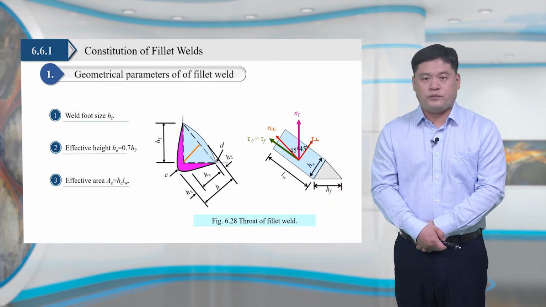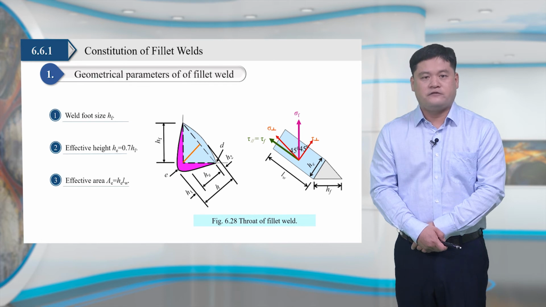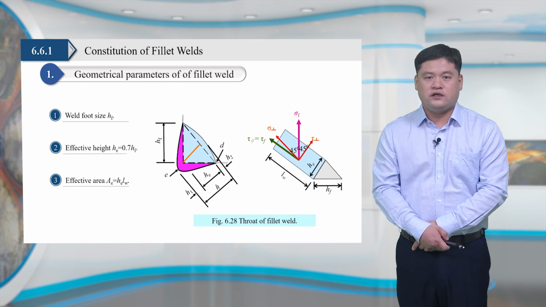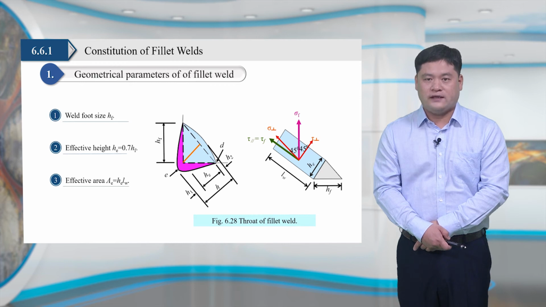The stress distribution of fillet weld is complex, and it is difficult to calculate accurately. Therefore, simplified calculation method is often used. Test results indicated that the failure of the fillet weld often occurs in the weld throat, so the effective thickness of fillet weld he is picked up, which is along the direction of 45 degrees. And the effective area is the product of the effective thickness and the weld calculation length.